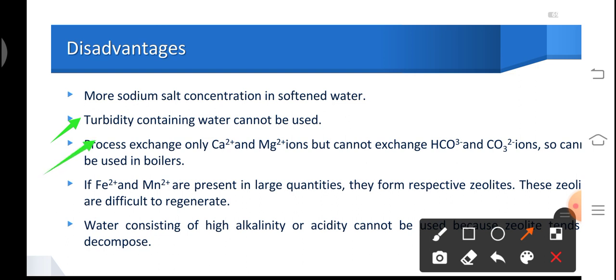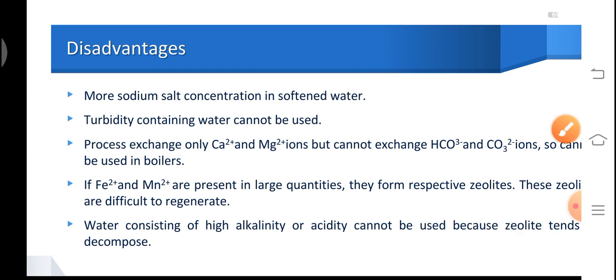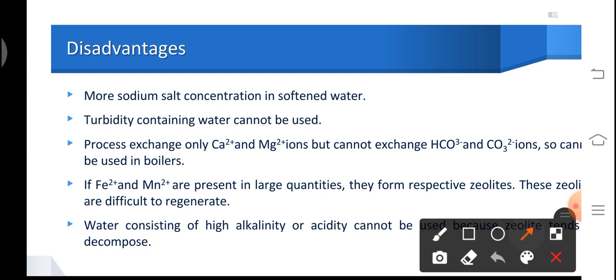Also, the process exchanges only calcium and magnesium ions, but it cannot exchange carbonate or bicarbonate ions. So this process cannot be used in boilers to remove the negatively charged ions. This process is efficient only to remove cations. Also, if we talk about heavy metal cations, if iron and manganese are present in large quantities, they form their respective zeolites. But these zeolites are difficult to regenerate. So this is again a problem.